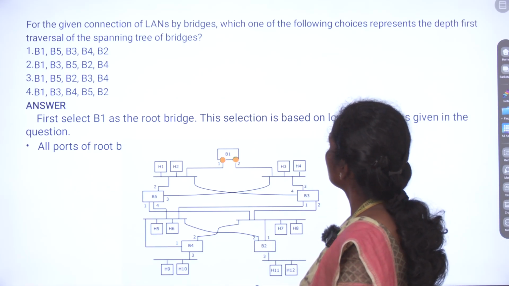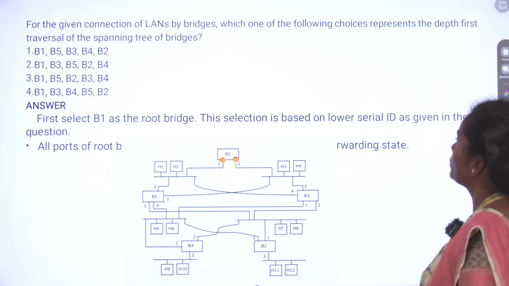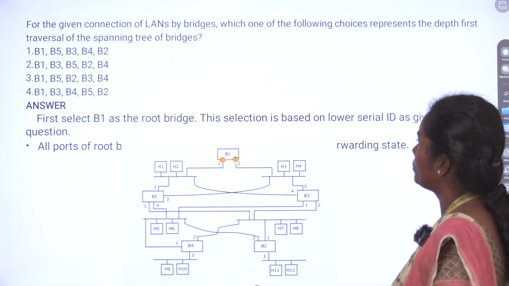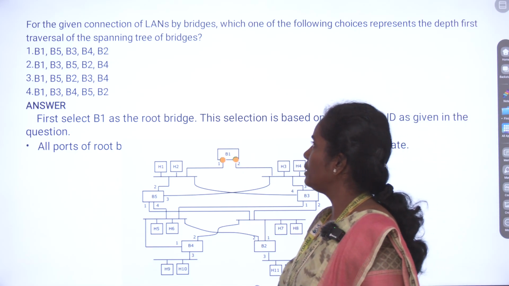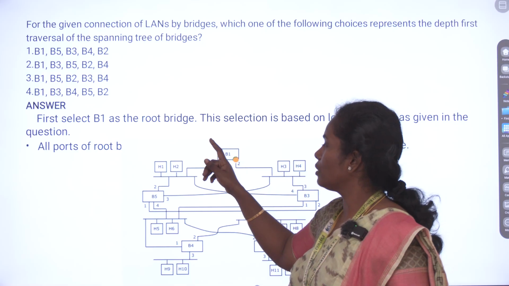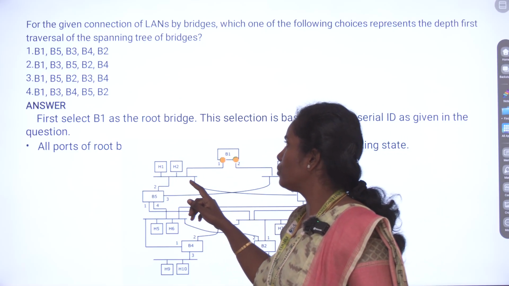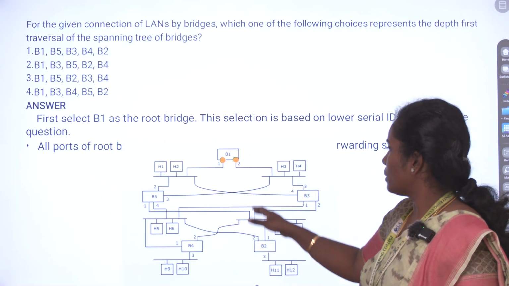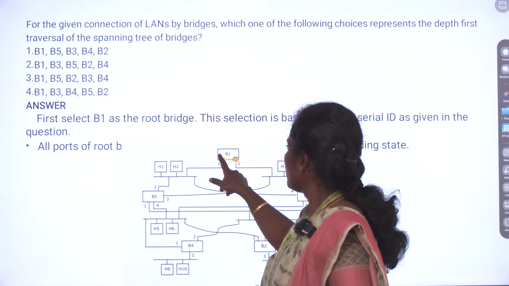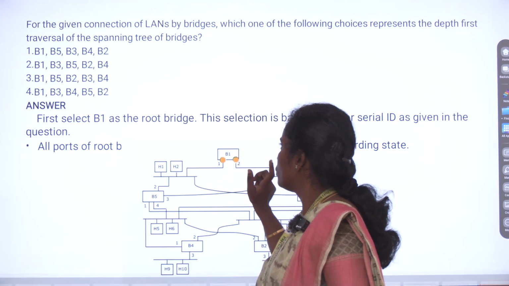For the given connections of LANs by bridges, which one of the following choices represents the depth first traversal of the spanning tree of bridges? B1, B5, B3, B4, B2; or B1, B3, B5, B2, B4; B1, B5, B2, B3, B4; B1, B3, B4, B5, B2. For this, I must solve the answer. I am choosing B1, which has the lowest index. I am taking it as the root bridge.